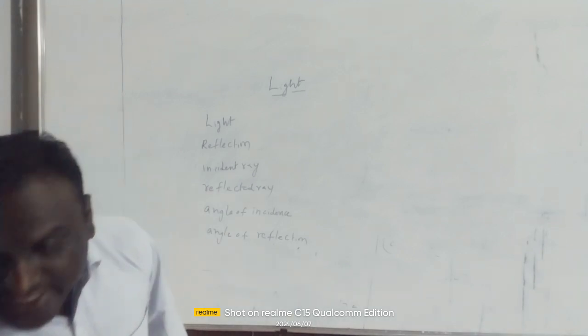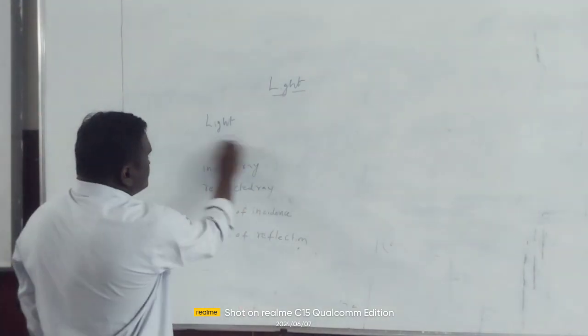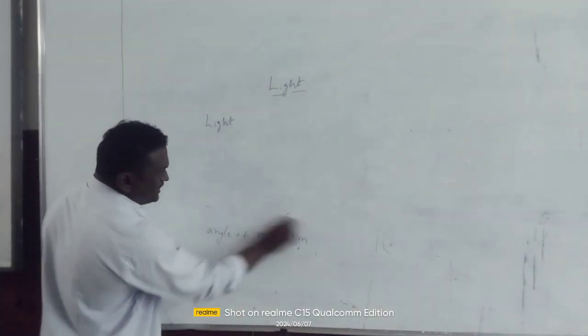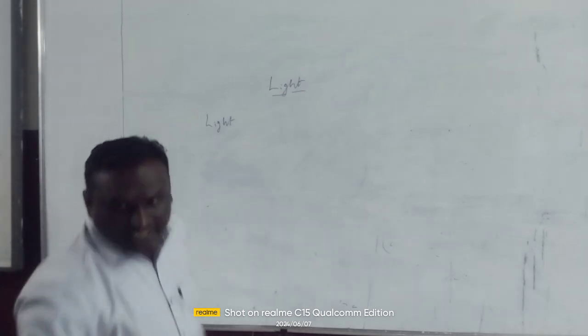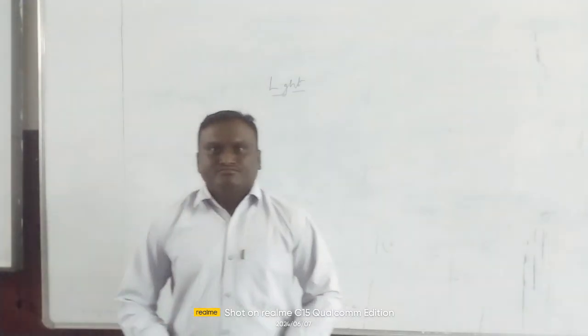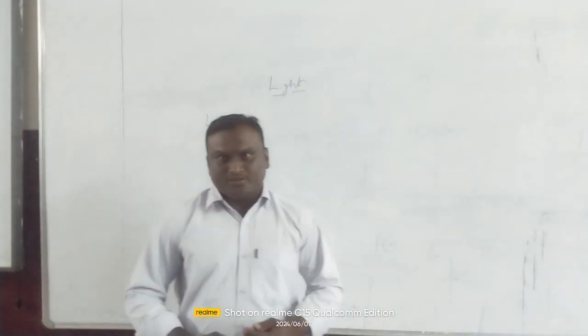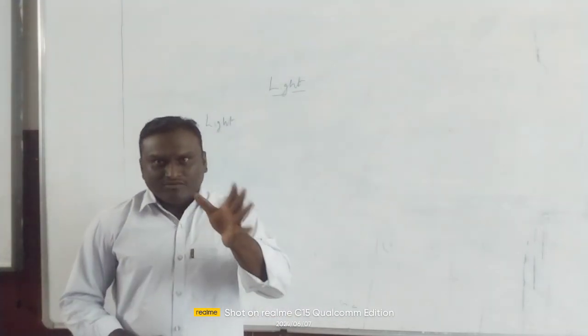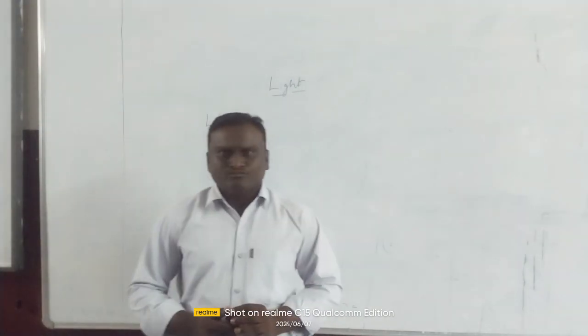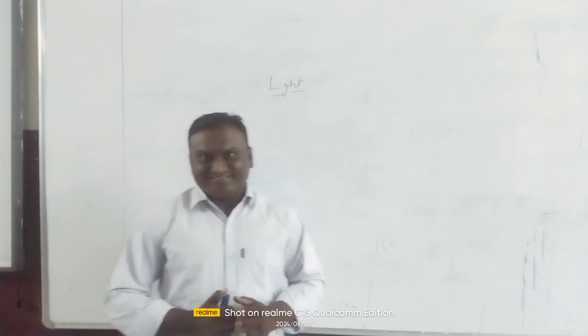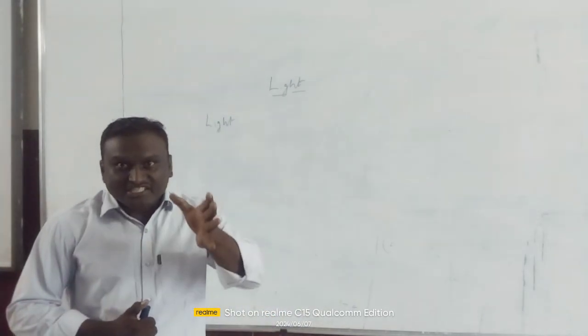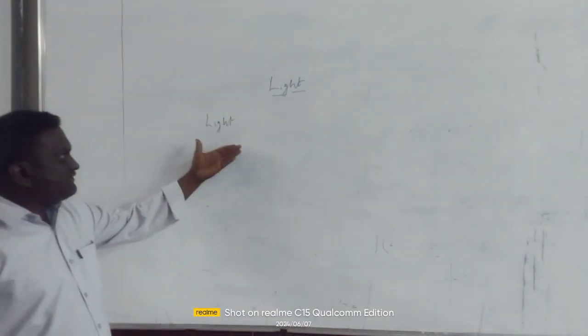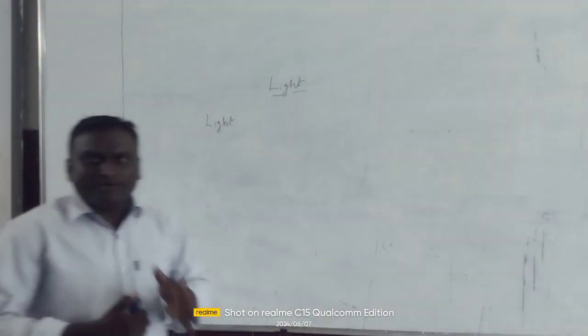First one: what is meant by light? Light is a form of energy which senses vision. Energy means capacity to work. Light is a form of energy which makes objects visible.